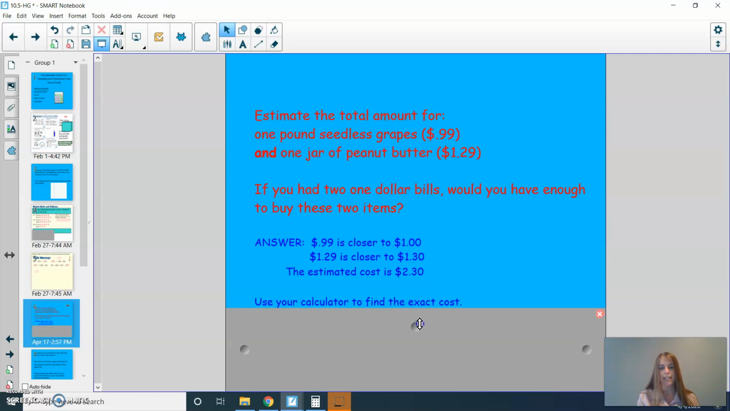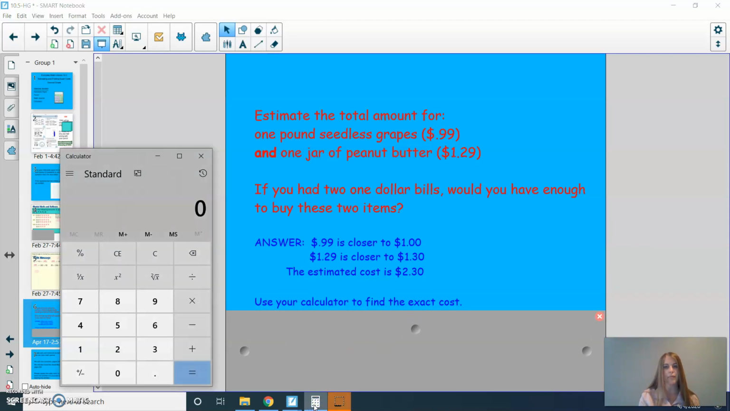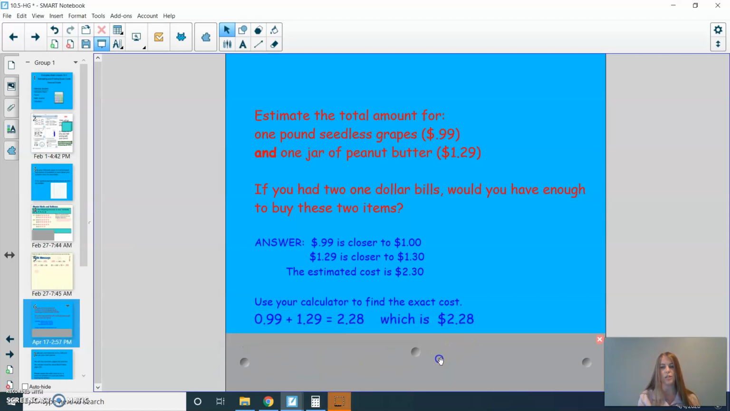Now, if we want to find the actual answer, I'm going to pull up my calculator and I'm going to type in decimal point 99. Notice how it automatically puts that 0 for me in front, plus 1 decimal point 29 equals, and yes, your exact cost should be $2.28.